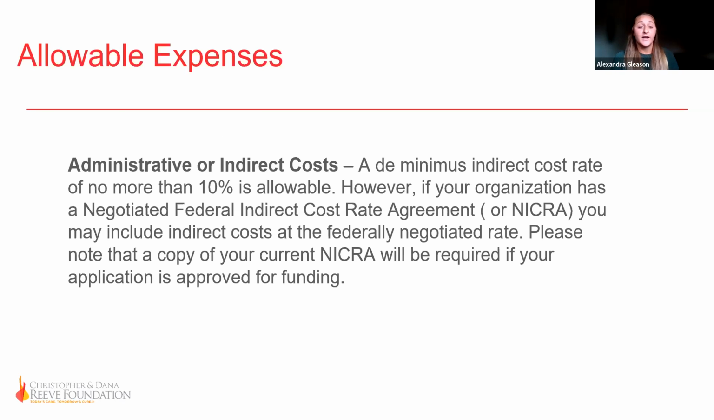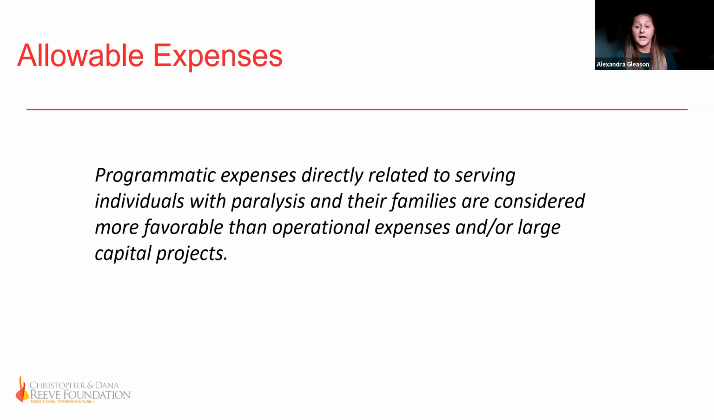If you're requesting funding for administrative or indirect costs, a de minimis indirect cost rate of no more than 10% is allowable. However, if your organization has a negotiated federal indirect cost rate agreement or NICRA, you may include indirect costs at the federally negotiated rate. Please note that a copy of your current NICRA will be required if your application is approved for funding. And just as a side note, programmatic expenses directly related to serving individuals with paralysis and their families are considered more favorable than operational expenses and or large capital projects.